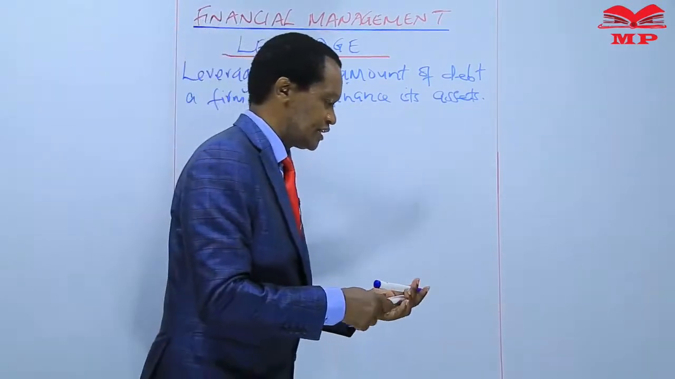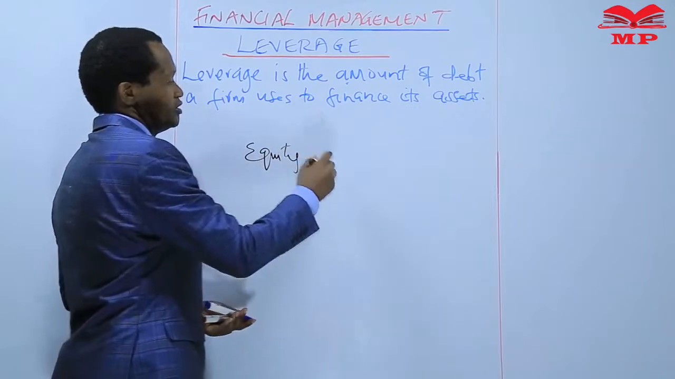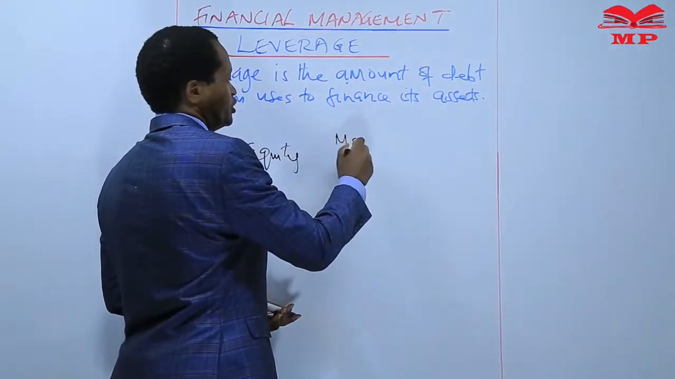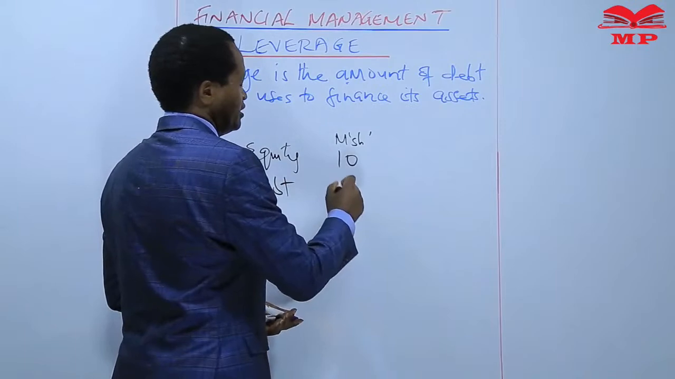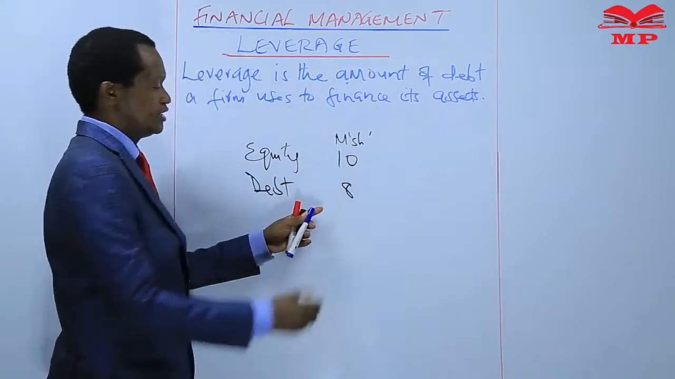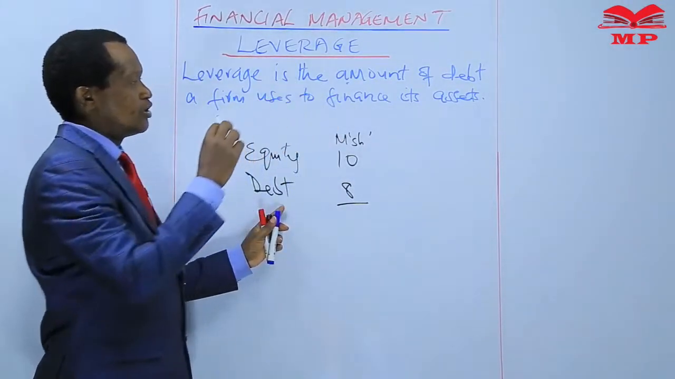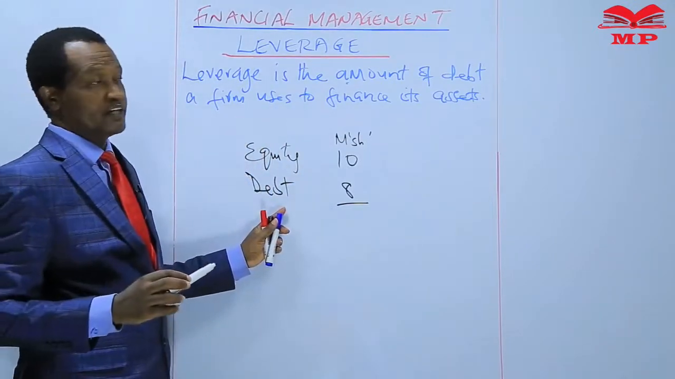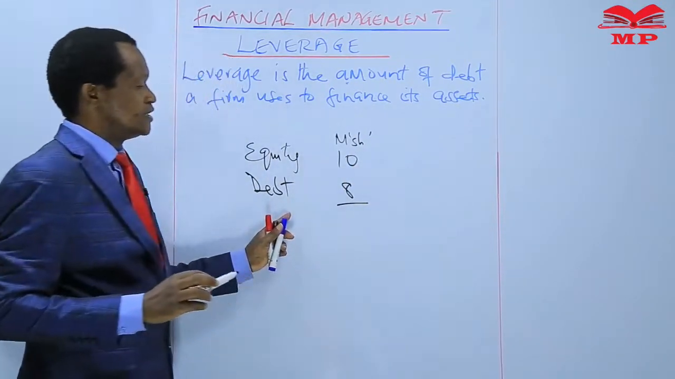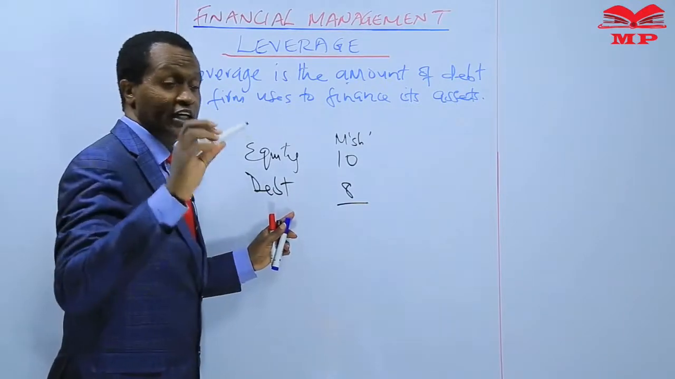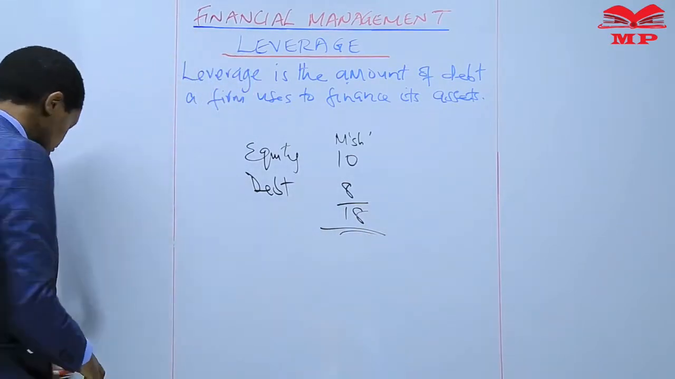So that if a firm has, say, a capital structure comprising of equity, 10 million shillings, debt or debentures, say, 8 million shillings, then we say that this debt is the amount of debt that the firm uses to do what? To finance its assets. These are long-term funds that you'll expect to find in a capital structure of a firm. So it's that simple, candidates.